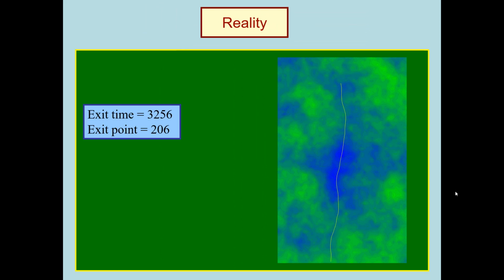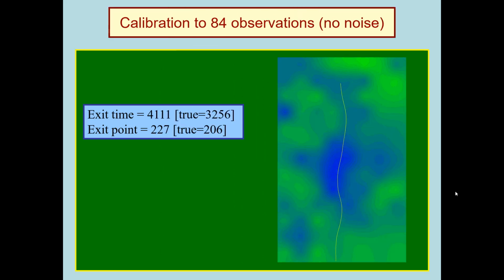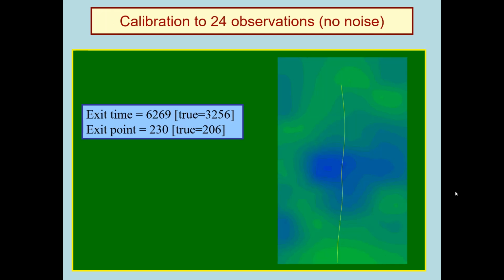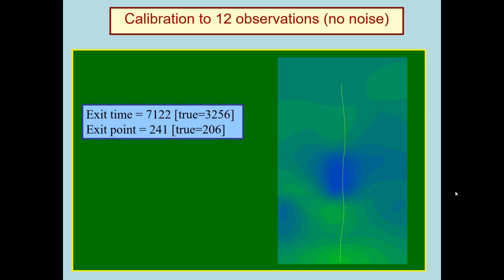There's reality once again. Here is the parameter field that emerges from calibration against 84 heads. We can see that it's a somewhat subdued form of reality that arises through the calibration process. And here is the calibrated parameter field that emerges from an ever-decreasing number of well observations, head observations. The less observations I use, the more blurry does the calibrated parameter field become. And, looking at this, the more wrong does the prediction of the particle travel time become. So here, my perfectly calibrated model is making a prediction which is 100% wrong.